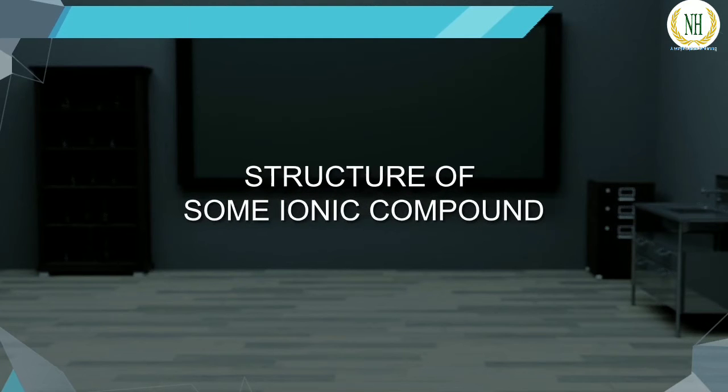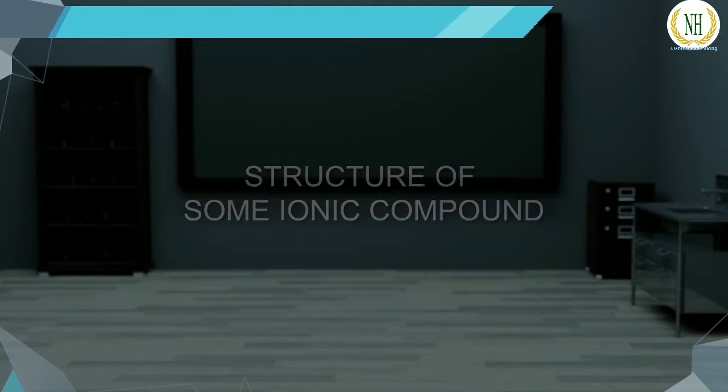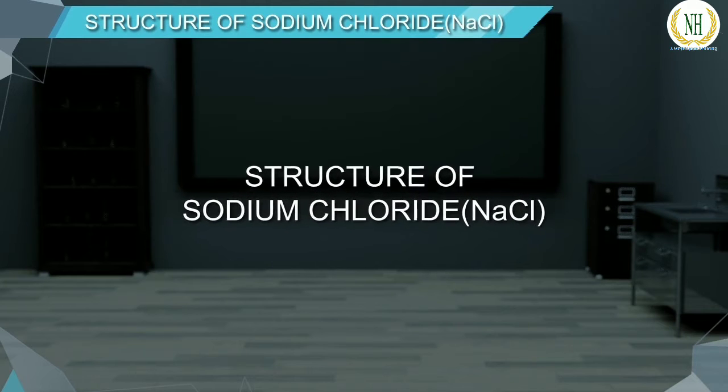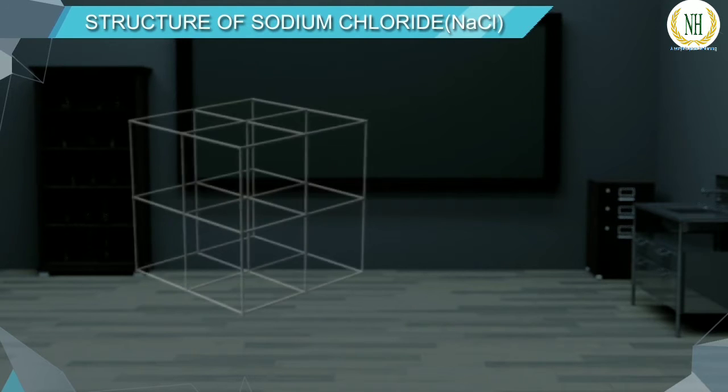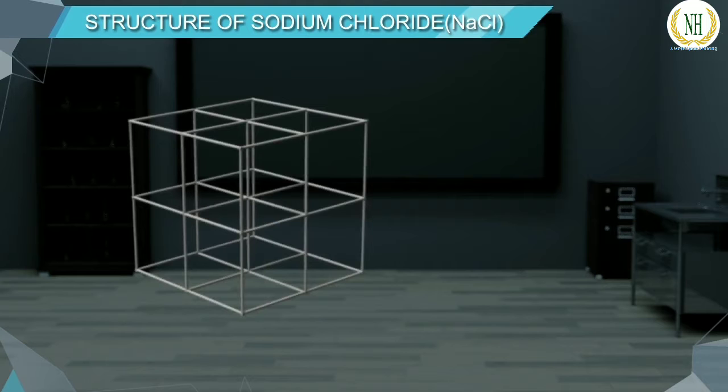Structures of some ionic compounds. Structure of sodium chloride, NaCl, rock salt structure. Sodium chloride crystal is made up of sodium ions, that is, cations, and chloride ions, that is, anions.